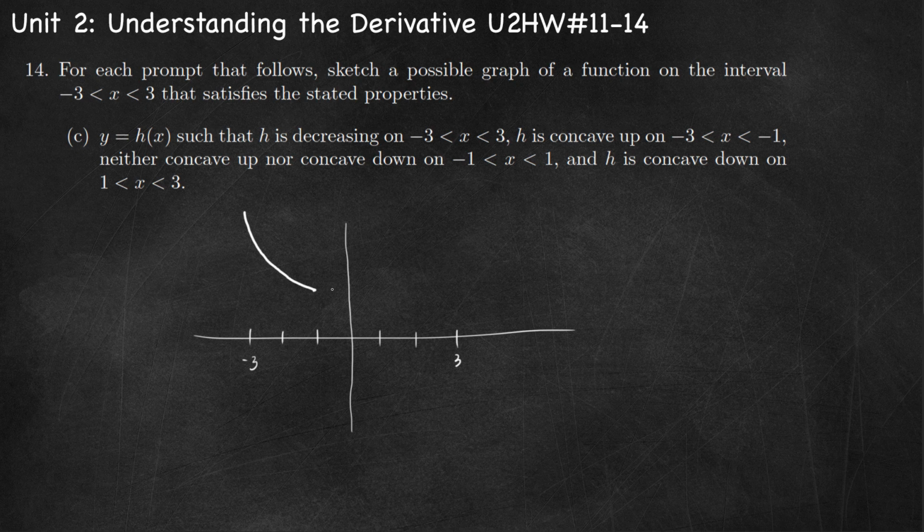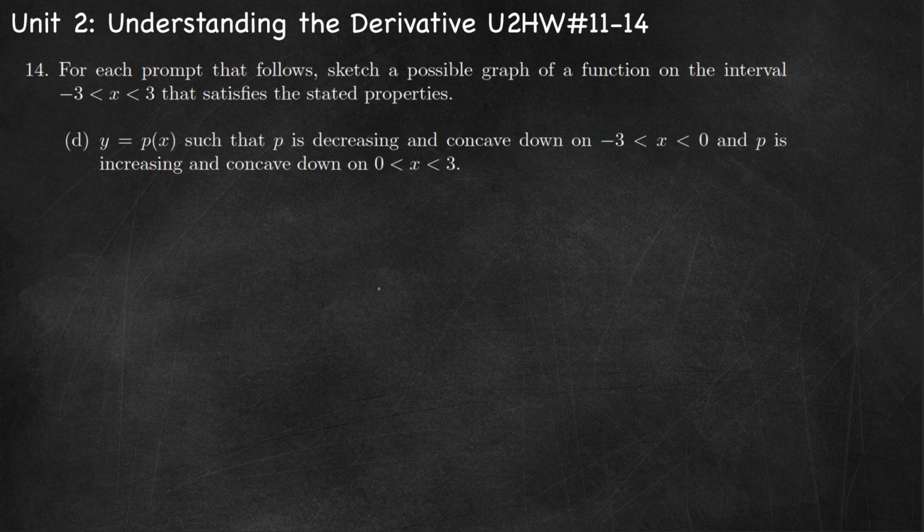So I'm not going to go up. I'm not going to go straight across. I'm still going to go down until I hit +1. Okay, so between these 2 points, that's linear. And then still decreasing, but concave down from 1 to 3. So concave down until I hit 3.